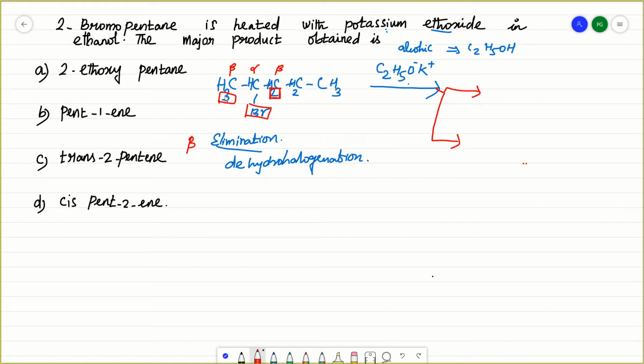If we are removing hydrogen here, that means H2C, then CH double bond. Here Br is removed, here one electron, here H is removed, here one electron. This forms a double bond: CH2, CH, CH2, CH2, CH3. So what is this compound? This is pent-1-ene.